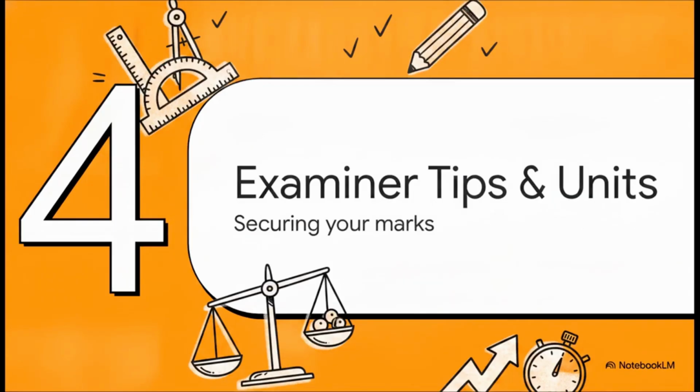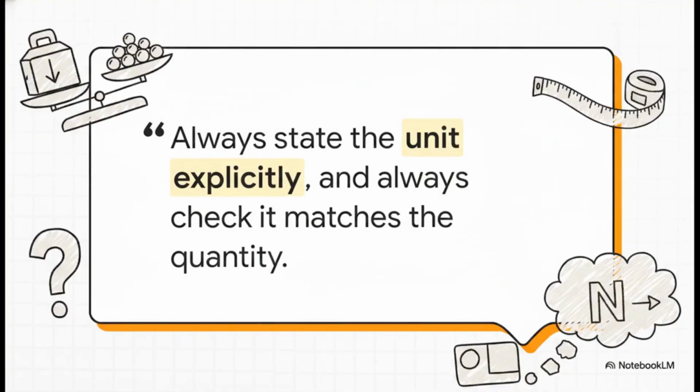Which brings us to our final part, Section 4, Examiner Tips and Units, Securing Your Marks. Please pay very close attention to this explicit warning straight from the examiners. They note, weight questions almost always want a numerical answer with units. Always state the unit explicitly and always check it matches the quantity. Listen, if you do all that hard math and just write down the number 667 at the bottom of your test paper without an explicit unit attached to it, you are going to lose the final mark. It's heartbreaking, but it happens all the time.